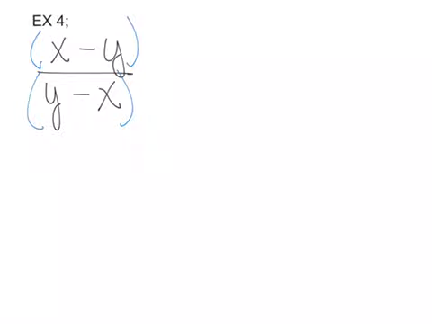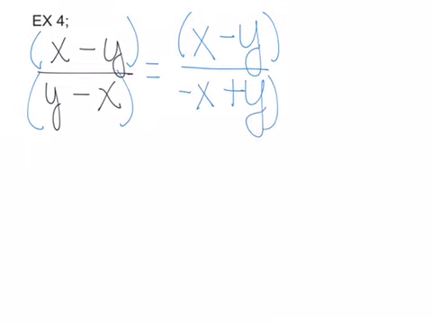One thing I'm going to help you out with is I'm going to rewrite the bottom so that the x is first and the y is second. So on the top I have this x minus y, and on the bottom I'm going to rewrite it as negative x plus y.